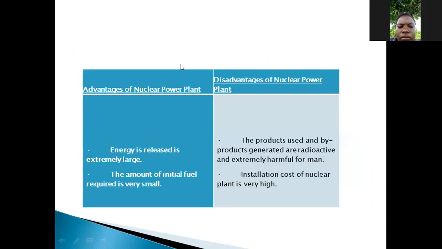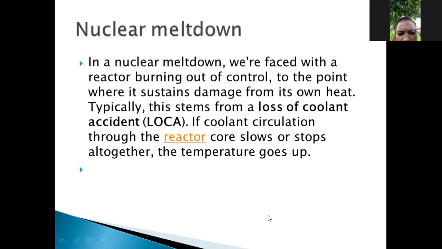So what are the advantages of nuclear power plants? The energy released is extremely large, so it can bring down the cost of electricity, and the amount of initial fuel required is very small. The main disadvantage is that the by-products produce radioactive waste. They produce radioactive substances, gamma rays and beta particles, and this can be harmful to man. Also, the installation cost is very, very high to start. That is why most developing countries have not yet had one.